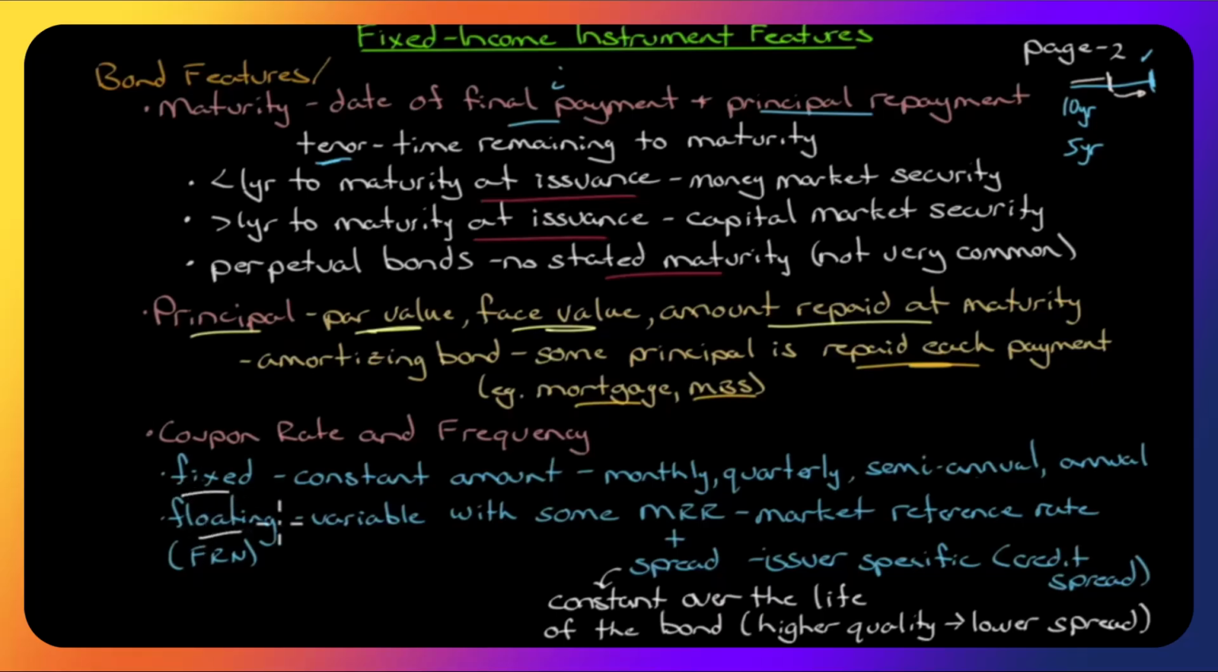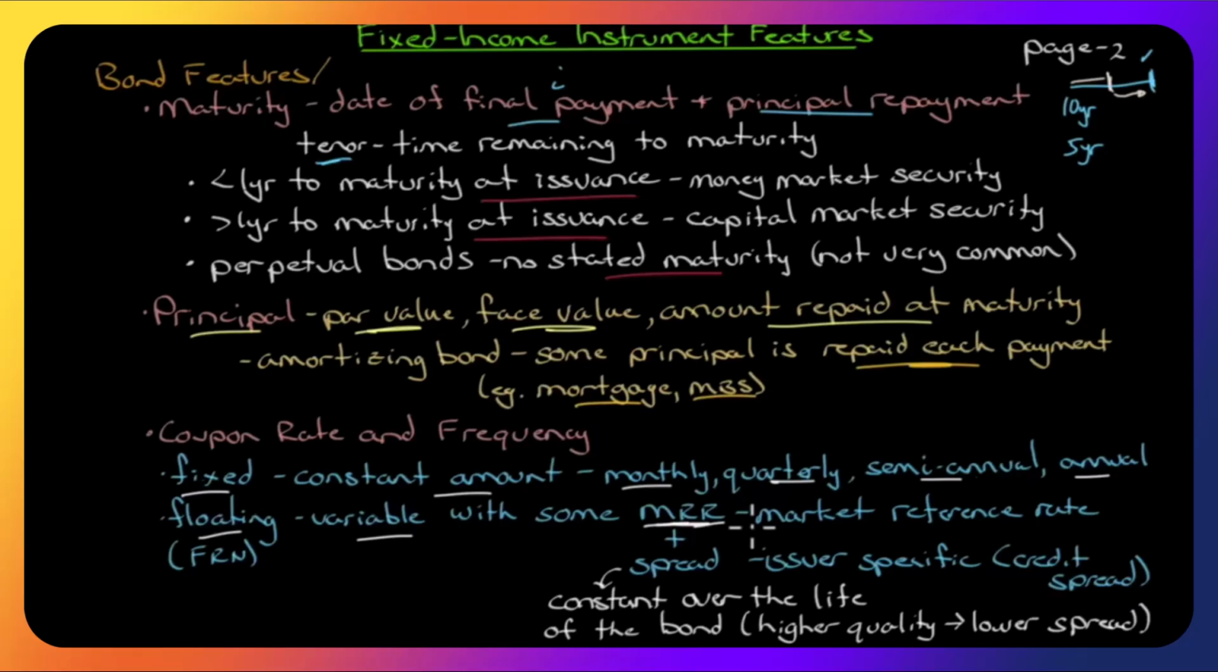You can have fixed or floating rate bonds. A fixed rate bond has a constant amount that you receive on every payment, and that payment may be made monthly, quarterly, semi-annually, or annually. A floating rate bond has a variable coupon, and it's variable with some MRR. That means a market reference rate. There is some rate in the market that we can reference that says whatever the rate is on this date, that will be the coupon. And then maybe 6 months later, it'd say, okay, well, what is the rate now? Now that's the coupon. So it'll have some market reference rate.